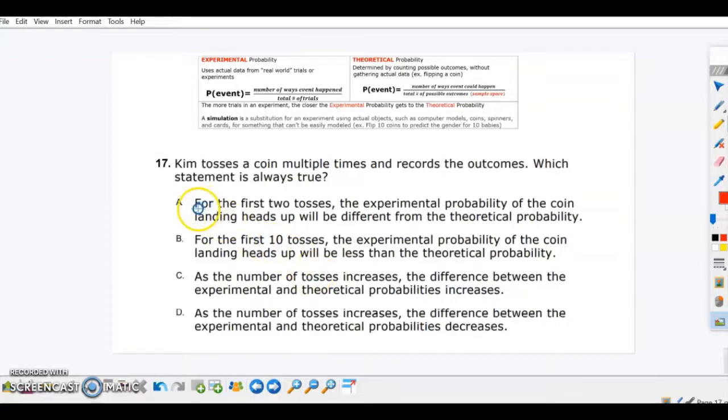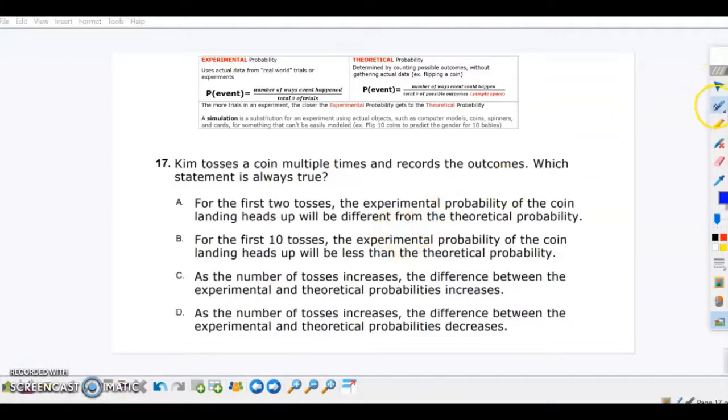So for the first 2 tosses, we don't know exactly what the experimental probability would be. We know what the theoretical would be, but not experimental. She could get 1 head and 1 tail. Then that would be a 50-50 chance for each of them. Okay, we don't know. You can really never say exactly what the experimental probability would be. All right, so it's got to be C or D.